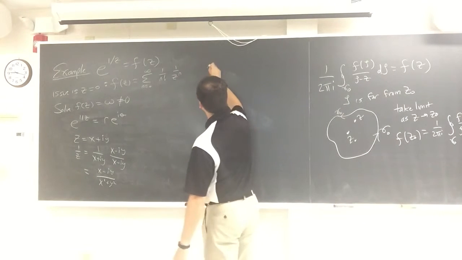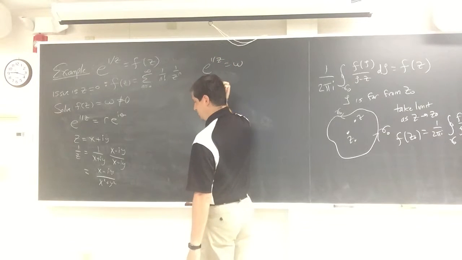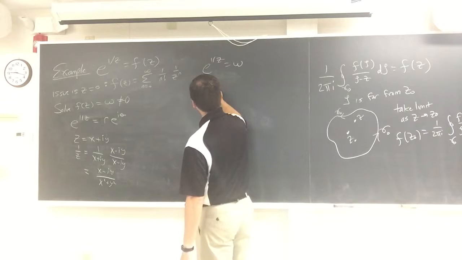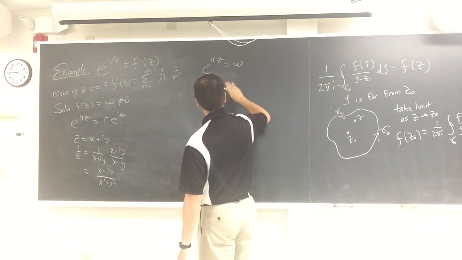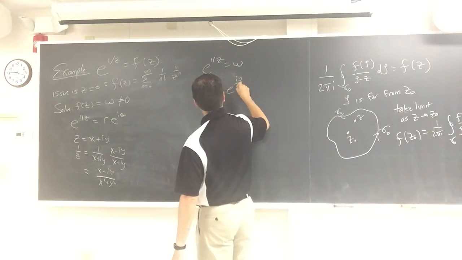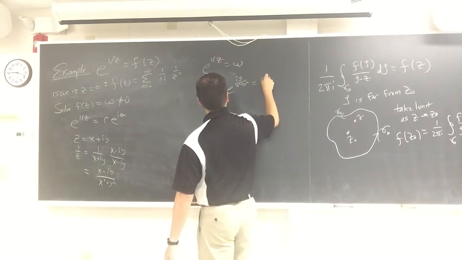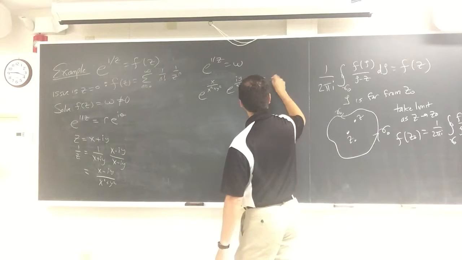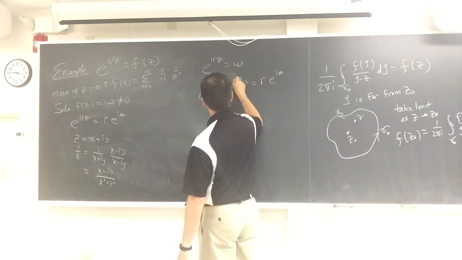So let's try to solve this. So e to the 1 over z equals w. If we look at the magnitude, that'll be e to the x over x squared plus y squared equals r, and the angle part is e to the minus i y over x squared plus y squared equals e to the i theta. There should be a minus sign. Probably, yes. Thank you.